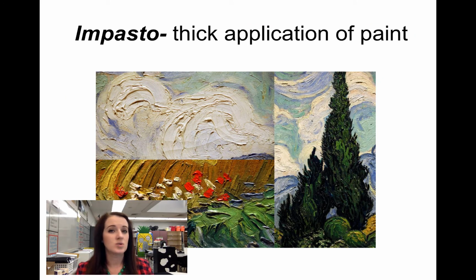Impasto. Impasto is another one of our Italian terms. Think pasta. What it is, it's the thick application of paint. So you can see by my visual examples, these are all Van Gogh. Van Gogh is really known for an impasto technique where he applies thick layers of paint where you can see the globs of the paint, the strokes, the movement. Again, we're striving for creating a technique with our oil pastels that kind of mimics this impasto.